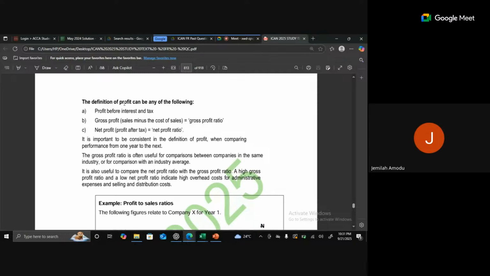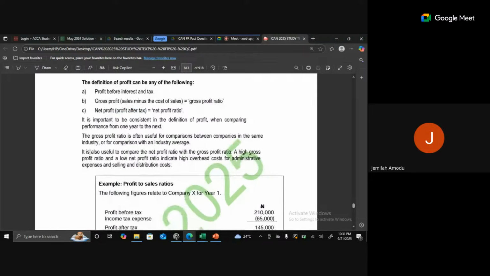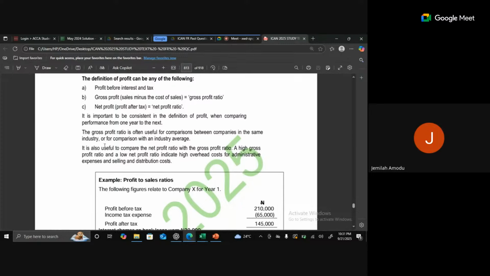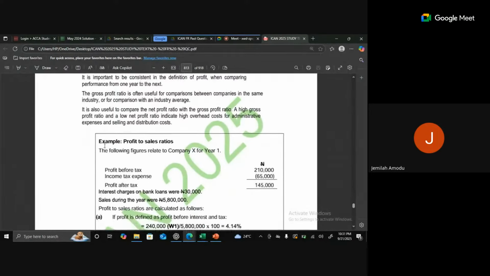So they say the definition of profits can be any of the following, and I think I've actually made mention of this. It's just profits, right? It depends on what you want to achieve. You can decide to use your profit before interest and tax, your gross profit, or your net profit, that is your profit after tax. So it's dependent on what you want to achieve. That will determine the one that you'd be using.